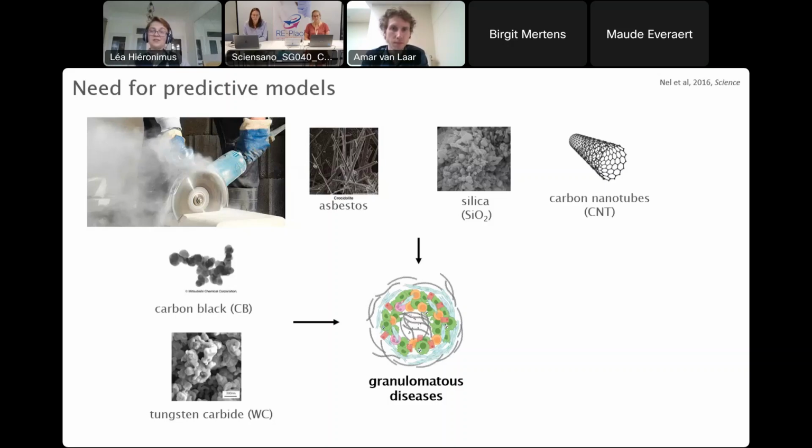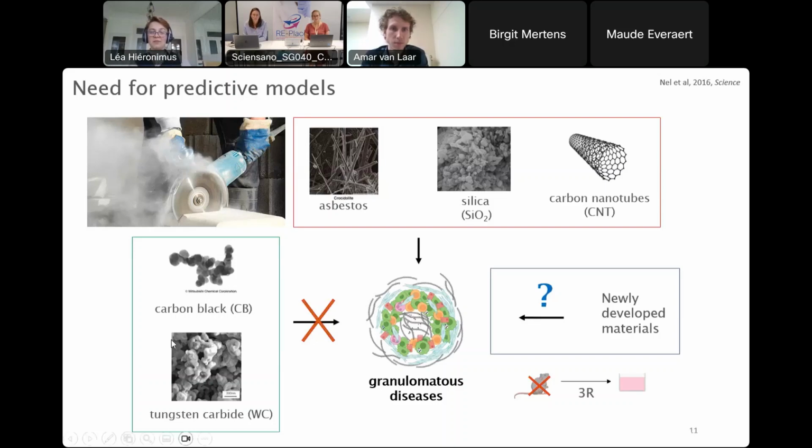We know, thanks to historical use and animal models, that carbon black and tungsten carbide will not induce this pathology, while asbestos and certain silica particles will induce granulomatous disease in humans. And for carbon nanotubes, as I've said, there are animal models, but humans are not exposed yet to carbon nanotubes. So to help industries better identify which of these particles will induce the pathology.